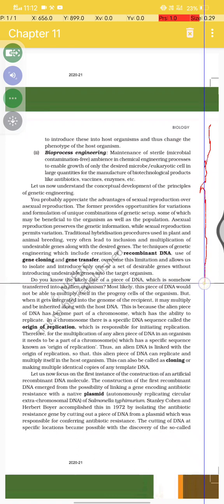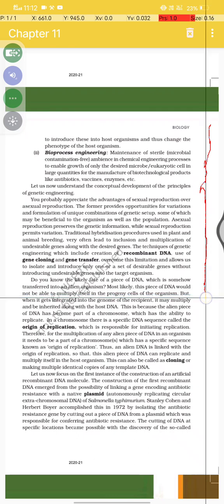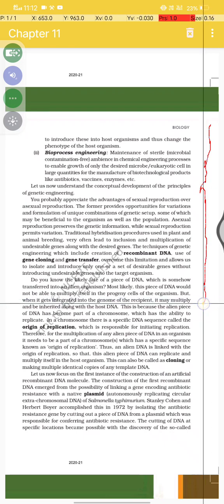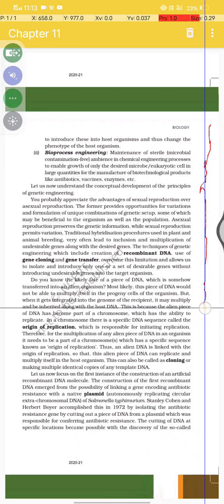Do you know the likely fate of a piece of DNA which is somehow transferred into an alien organism? Mostly, this piece of DNA would not be able to multiply itself in the progeny cells of the organism. But when it gets integrated into the genome of the recipient, it may multiply and be inherited along with the host DNA.